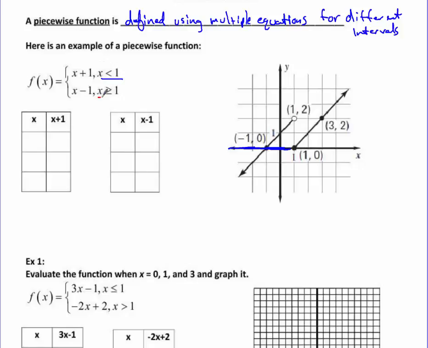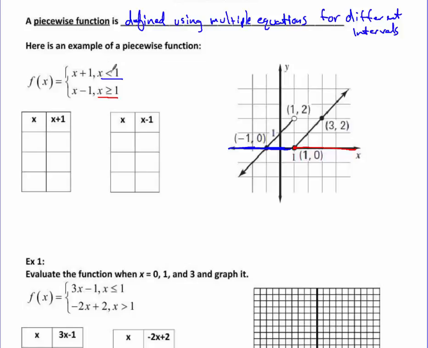Now, when x is greater than or equal to 1, so that means from here on to infinity, we're going to use x minus 1 as our function. And so we're going to take a look at how do we graph these, how do we work with them. And it's not very difficult. You just have to pick points that are within this interval.